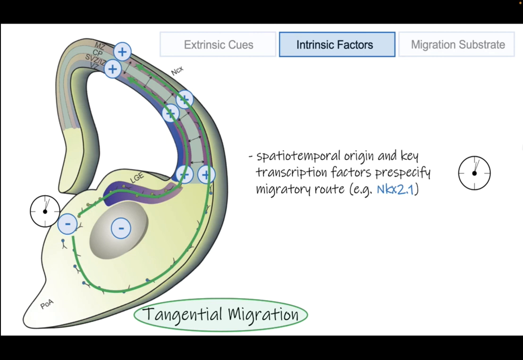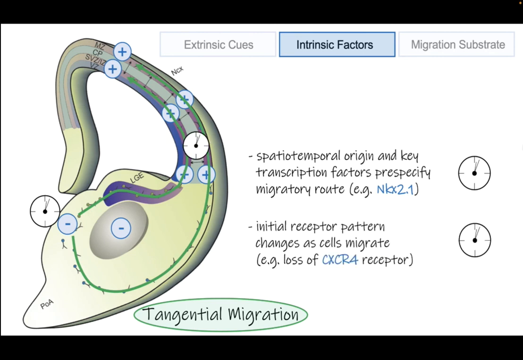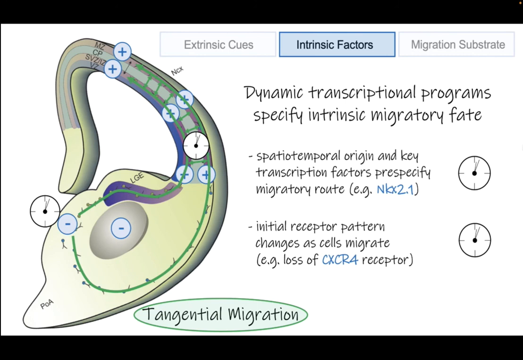However, this initial transcriptional program and receptor pattern changes as the migrating interneurons age on their way. When the interneurons arrive in the cortex, they lose their CXCR4 receptors, and thus their attraction to the SDF1 external cue, which marks the beginning of their radial invasion into the cortical plate. This explains how dynamic transcriptional programs can specify the intrinsic migratory fate and coordinate something like a migratory shift.